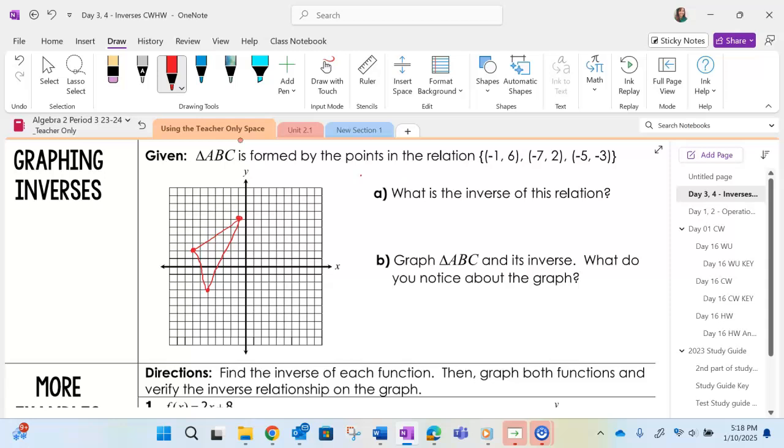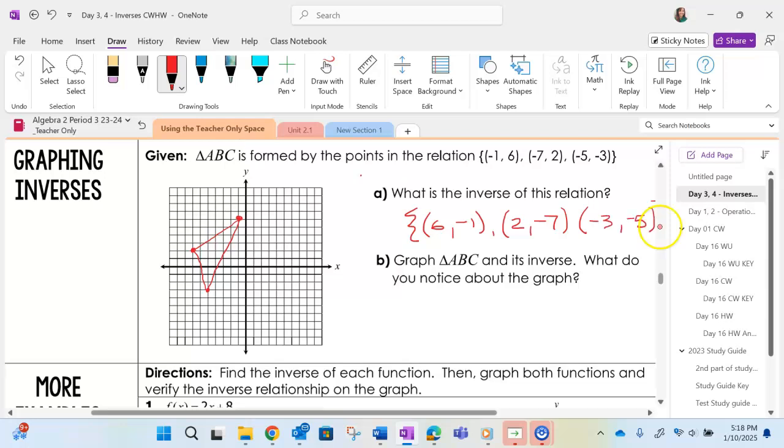Okay? Now, I just plotted it. Now, what is the inverse? So let's go ahead and put the inverse down. Here we go. 6, -1, 2, -7, and -3, -5.